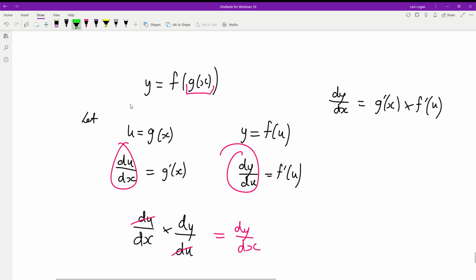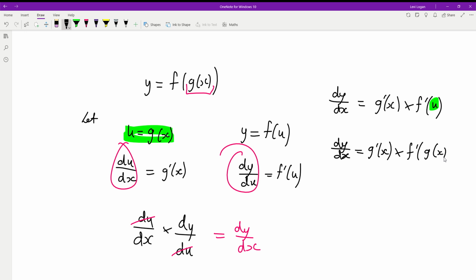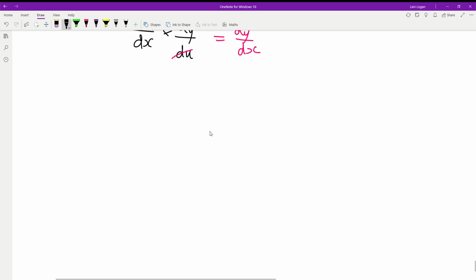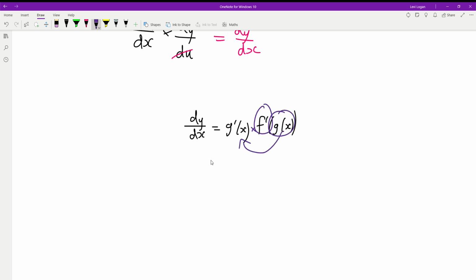Now, what was u again? U was g of x. So I can place that back in there. So if y equals f of g of x, that means dy dx is going to be equal to g dash of x multiplied by f dash of g of x. So what the heck does that mean? It means if you want to differentiate a function inside a function, you differentiate the inside and you multiply by the differential of the outside.